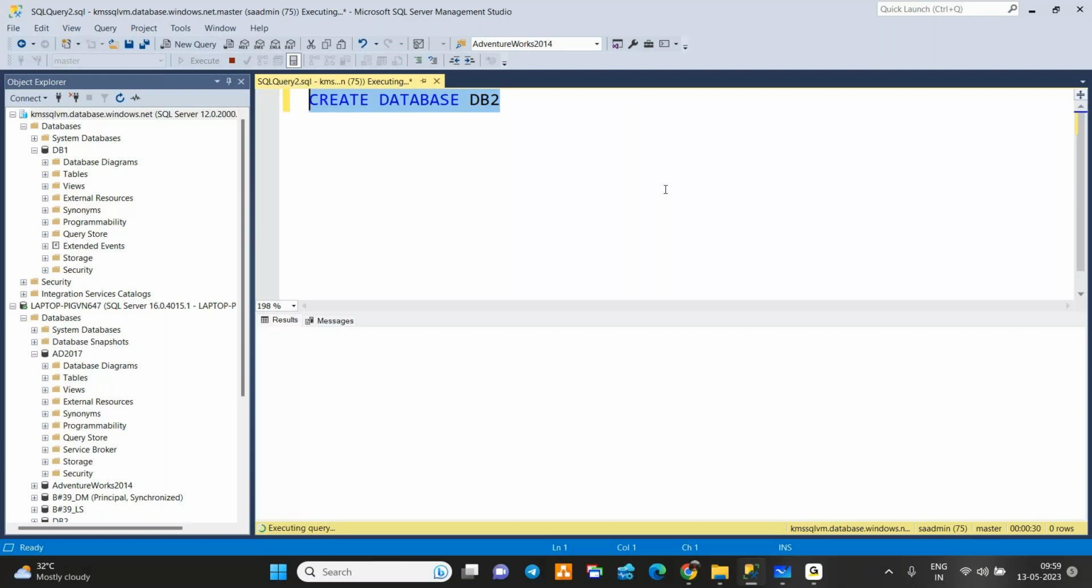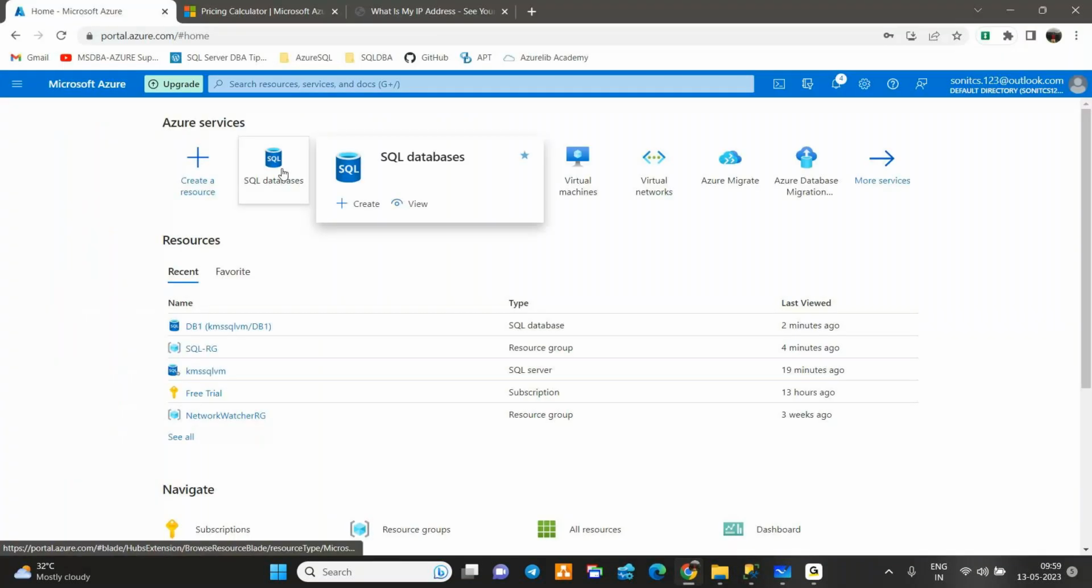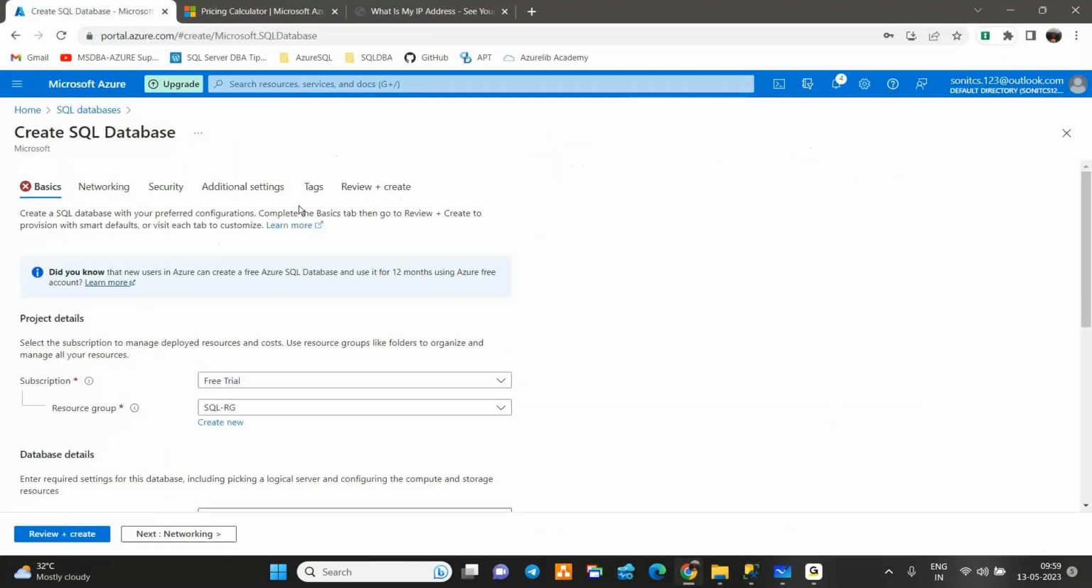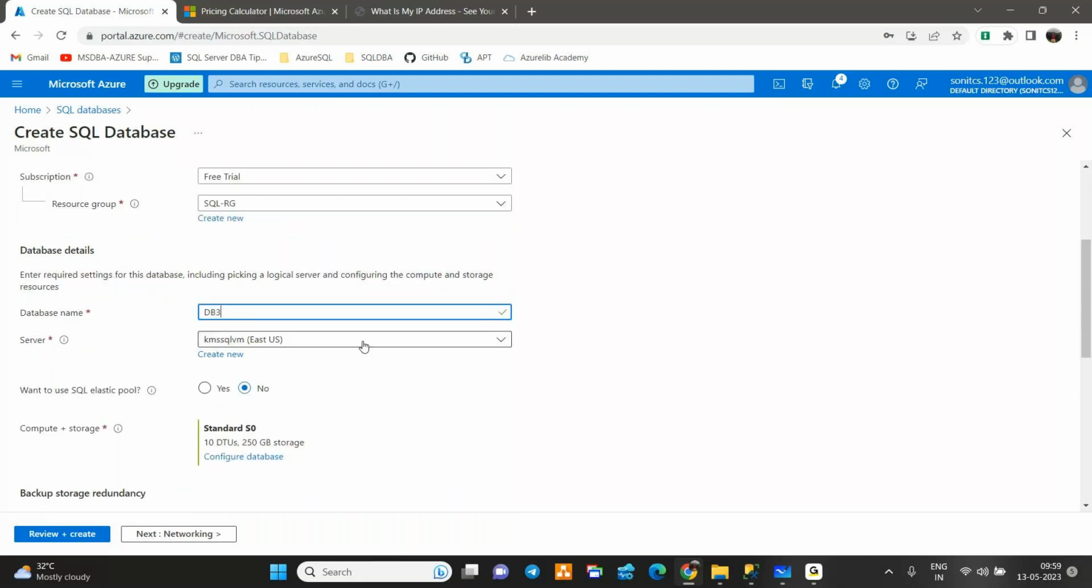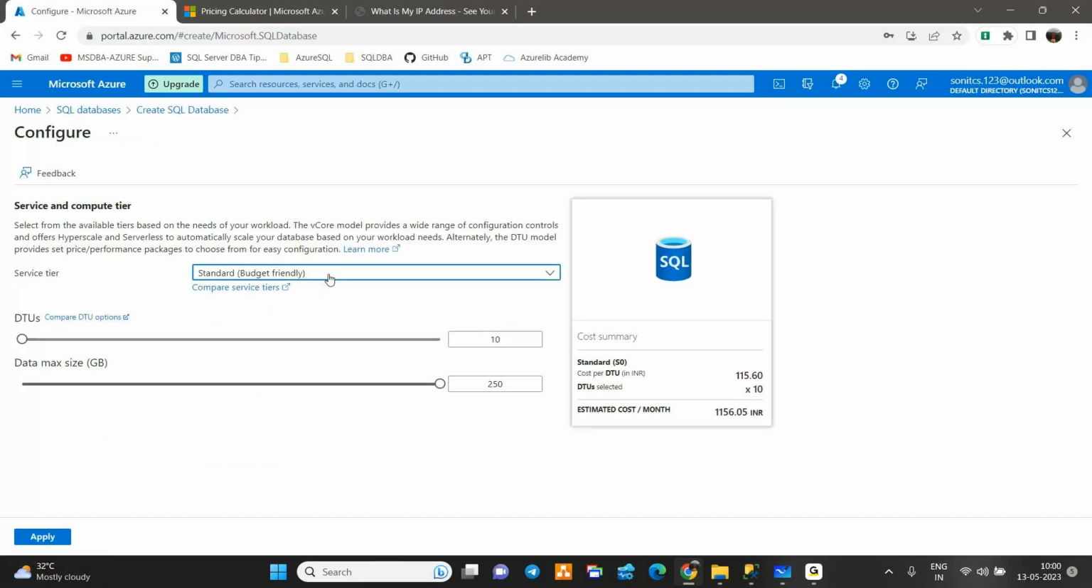Okay, now if we wanted to deploy the database under the vCore purchasing model, again same logic here also. Right click on database, go to SQL Server, SQL database, choose your subscription, choose your resource group, choose your database name DB3. Okay, choose your logical server, go to compute and storage. Now this time I'm going for general purpose vCore.